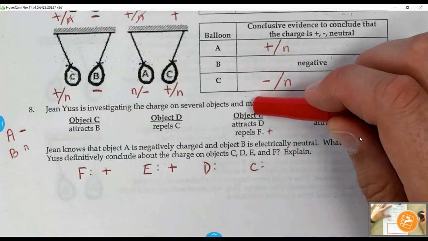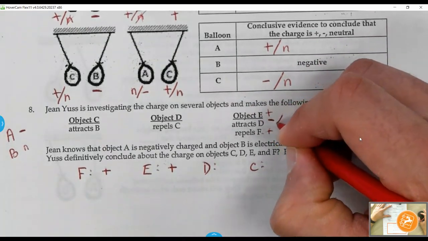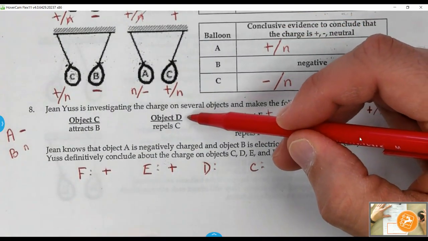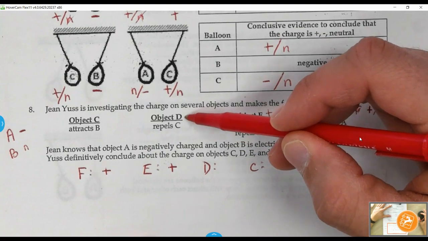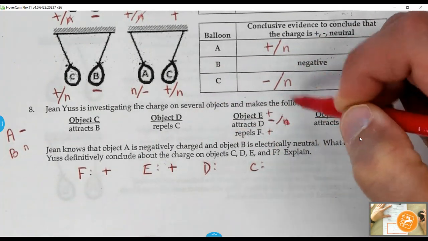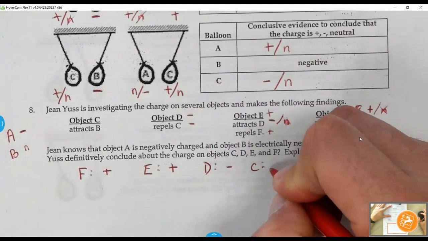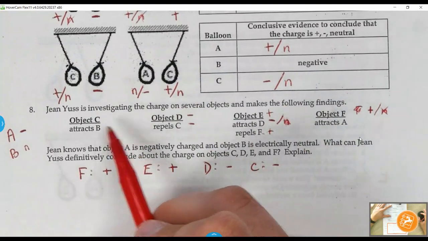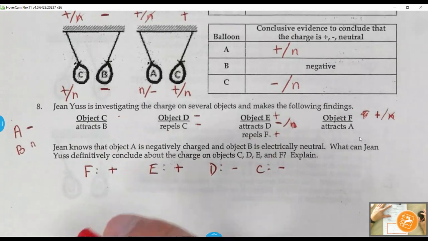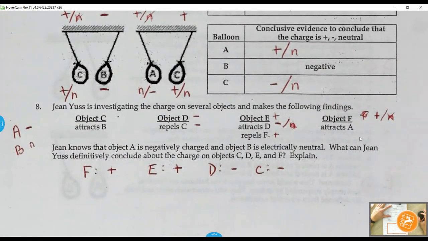Now, object E attracts D, so D could either be negative or neutral. But it's telling us that D and C repel each other, so that means D can't be neutral, it would have to be negative, and therefore so is C. And then they're saying C attracts B. Well, that would make sense because a negative can attract a neutral. There you go. Excellent job, guys.